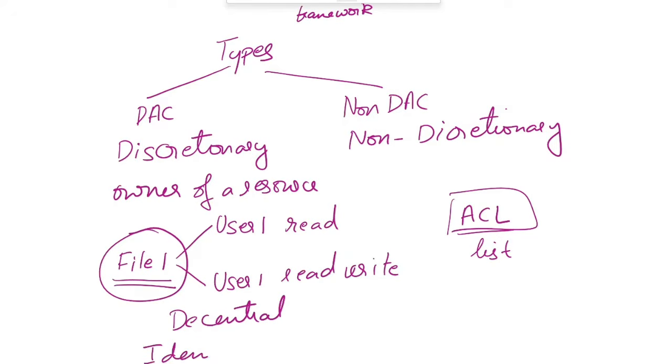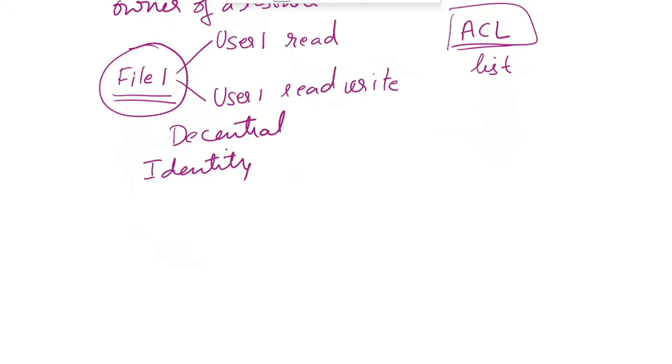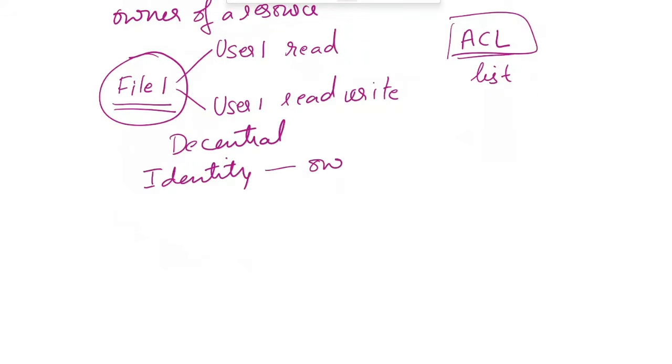DAC is an identity-based model because it relies on the identity of the resource owner to determine the permissions, and grant access based on the identity of the user. Like, for example, the owner of a file can assign permissions to individual users or groups based on their identity. So it means that the owner of the resource can decide which users can access it, what actions they can perform on it, and what level of access they have on that resource.